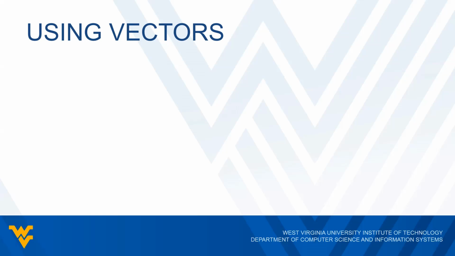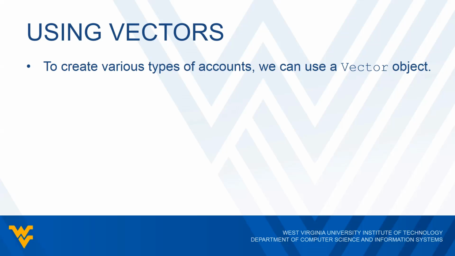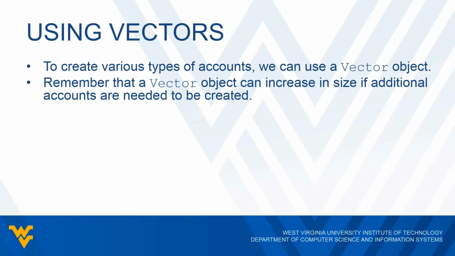So we have all these different types of accounts. So how do we actually handle creating them? Well, we could just create a reference variable for each type, but that seems like it would be pretty tedious. So what we can do if we want to create various types of accounts is we'll take advantage of vectors. So if you remember from CS121 that a vector is very similar to an array, the only difference is the vector object can actually increase in size if we need to add additional things.